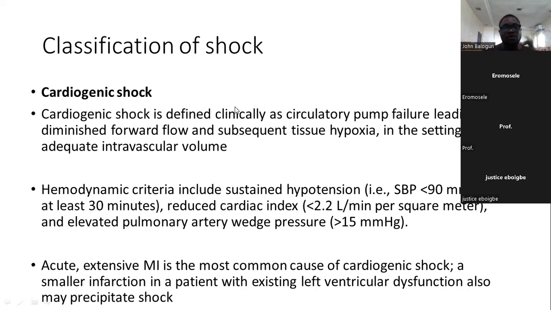Cardiogenic shock. For cardiogenic shock, it's the heart in the chest that they are talking about, not the two muscles. It's the heart in the chest they're talking about. And cardiogenic shock is failure of the heart to pump blood effectively. That is what causes cardiogenic shock. When the heart fails to pump blood very well, cardiogenic shock occurs.